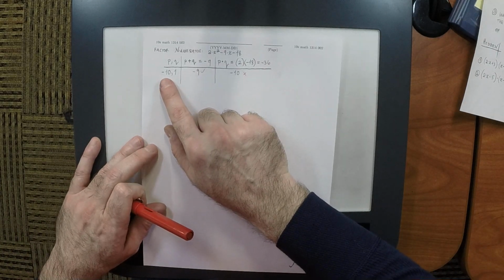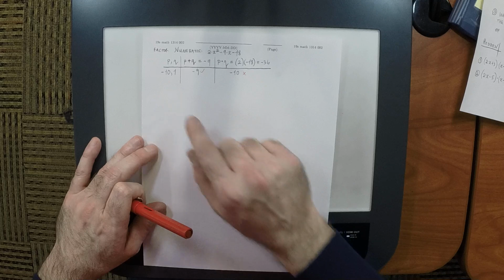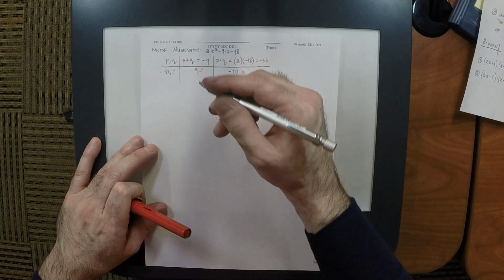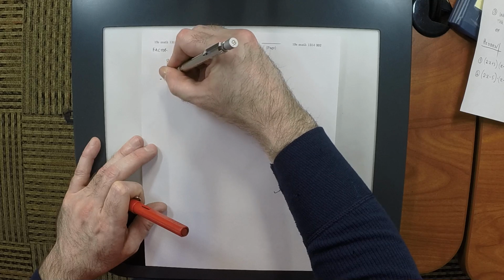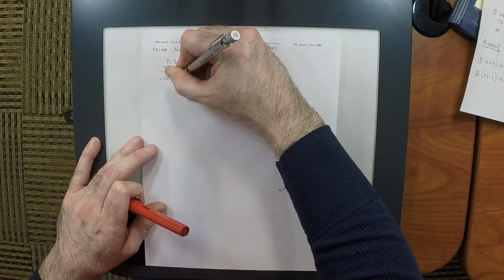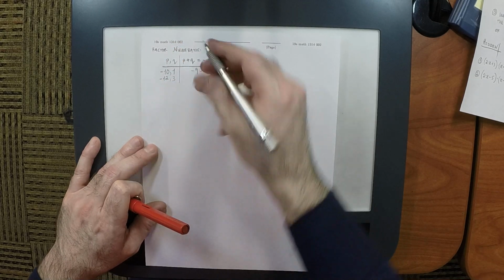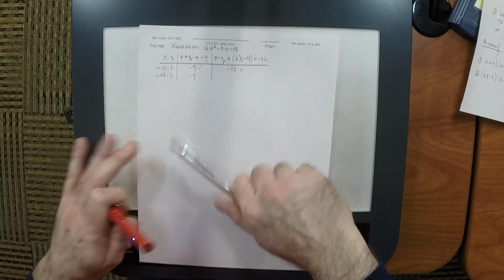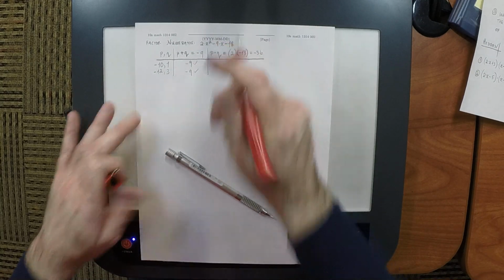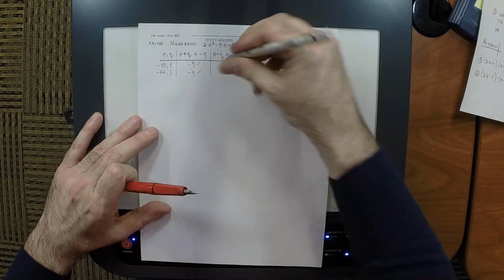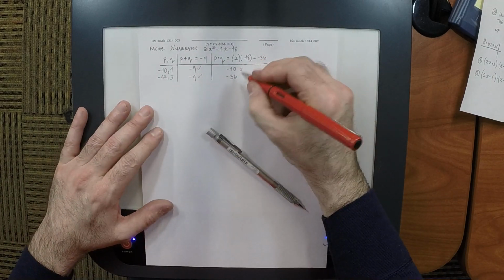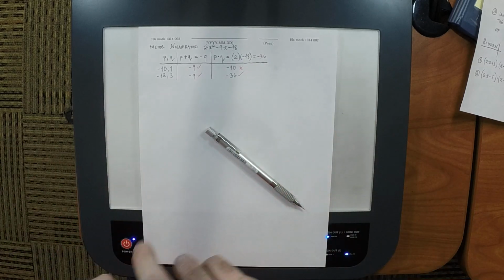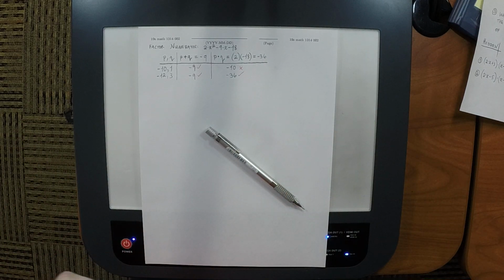Can anyone give us a good idea of what two numbers we want? Okay, so -12 and +3. So checking that, the sum, that's good. And the product, that's good. So we found the pair of numbers that we're looking for.